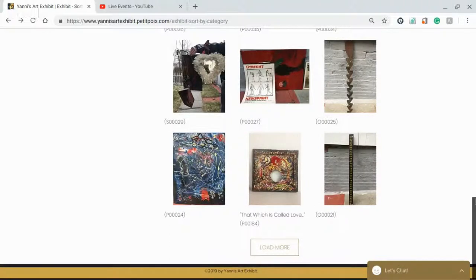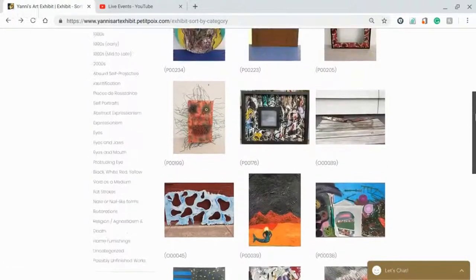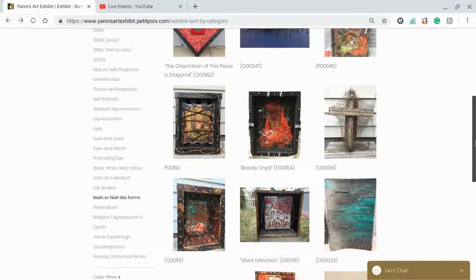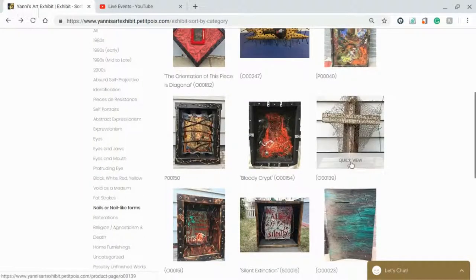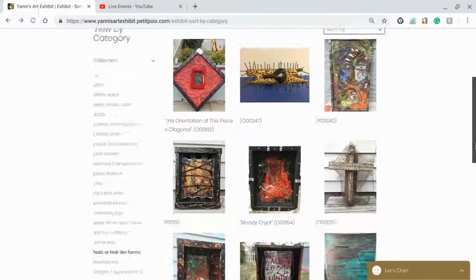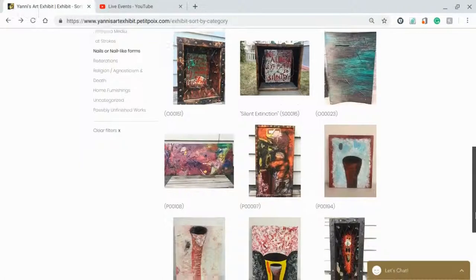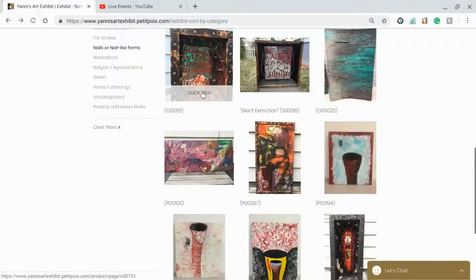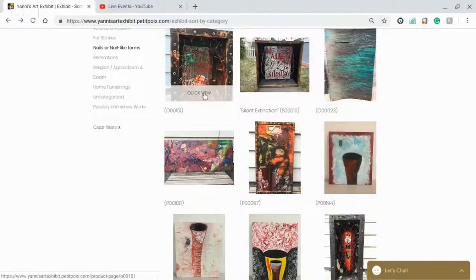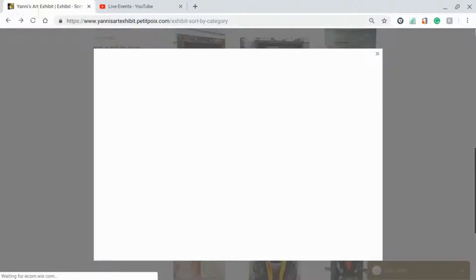And then the cutouts. Okay, the protruding eye, what have we missed? Void as a medium. Nails or nail-like forms. When you go through, you'll see. Here, look at this. This is what makes me feel he did several pieces referencing religion or religious images. This one, to me, it doesn't take a stretch of the imagination. It looks like a coffin, some kind of coffin.